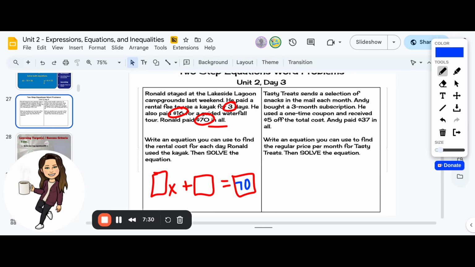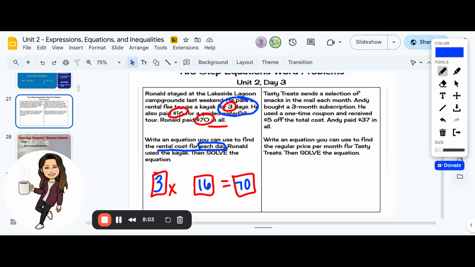Number 1, you just have to figure out if it's add or subtract, and then which number goes with the variable, okay? So what I do is I read what the variable is talking about. It says, write an equation you can use to find the rental cost for each day. That's what the variable is talking about. So look up at your numbers. Which one is talking about days? That's your 3. So the 3 is going to go with your x. Your 16 is going to be by itself.